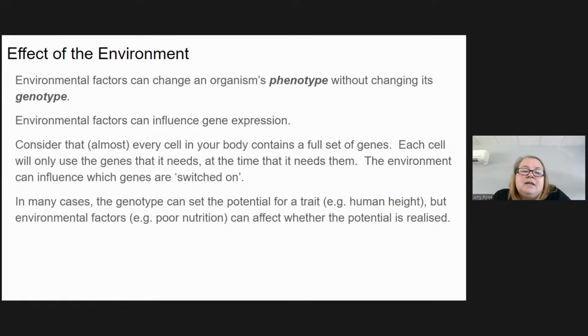So the environment can influence which genes are switched on and when they are switched on, and whether those genes are switched on or off will impact the phenotype of the organism. So in many cases, our genotype can set the potential for a trait. So the example here is human height. The potential is encoded in your DNA and your genes for the possible maximum height you could reach based on your parents' genes and the alleles that they have passed on to you.